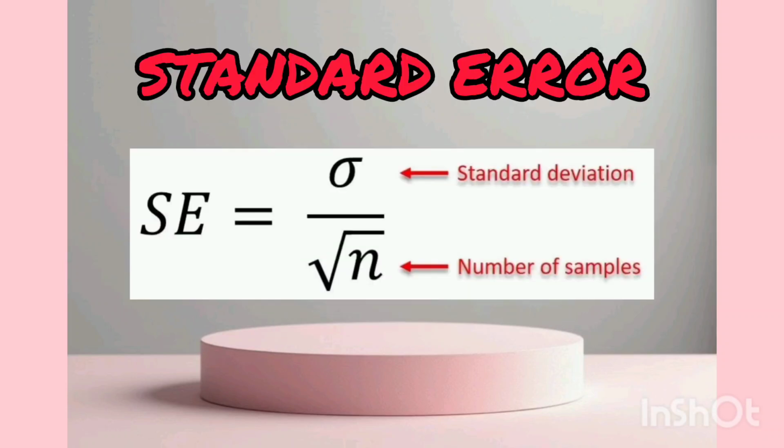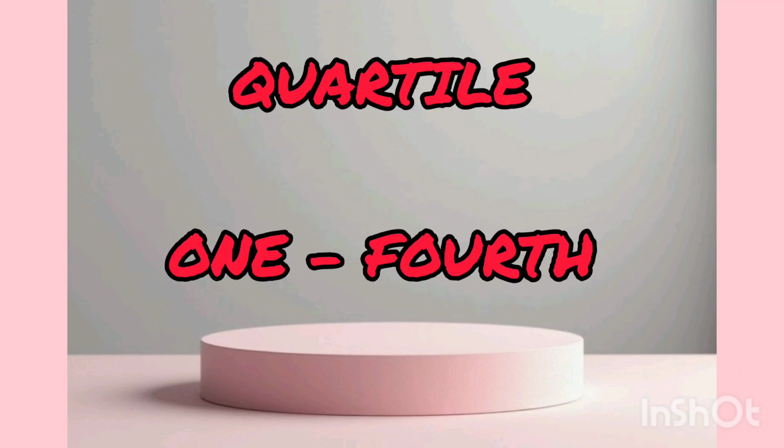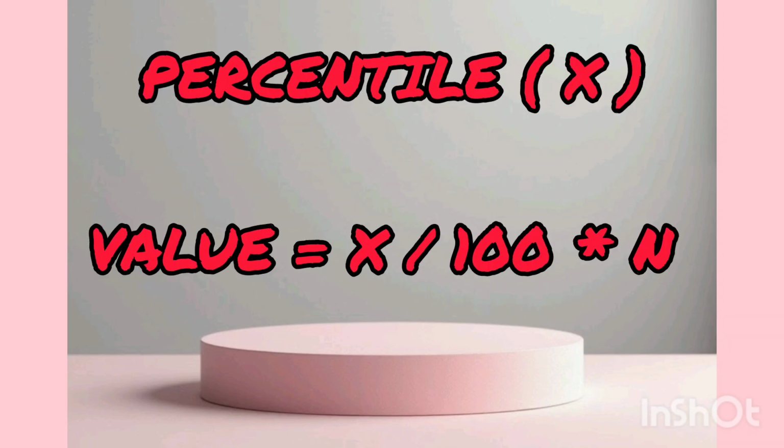Another numerical question is, what is standard error? Standard error is nothing but standard deviation divided by square root of total number of observations, that is SE is SD by square root of N. What is a quartile? Quartile is nothing but 1/4 of a value. And what is percentile? For an X percentile, the value will be X upon 100 into N, where N is the total number of observations.